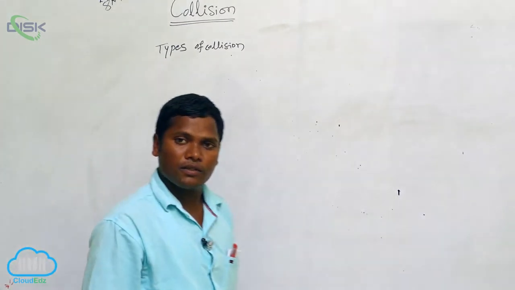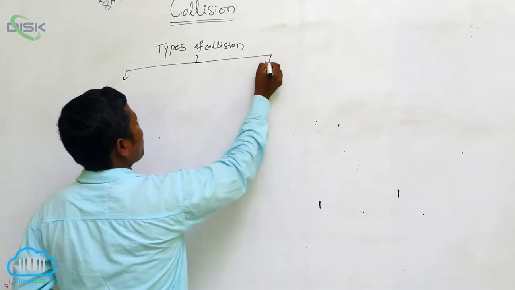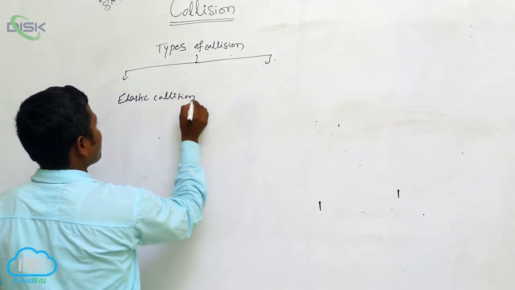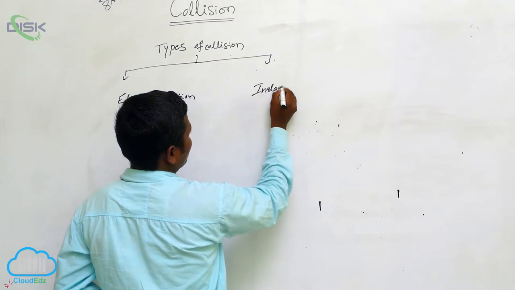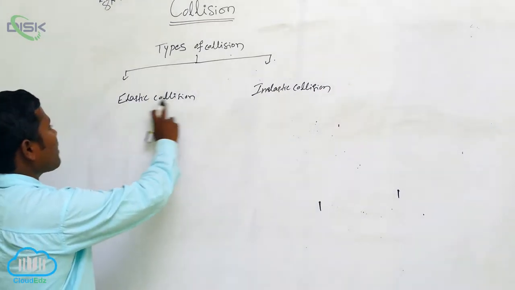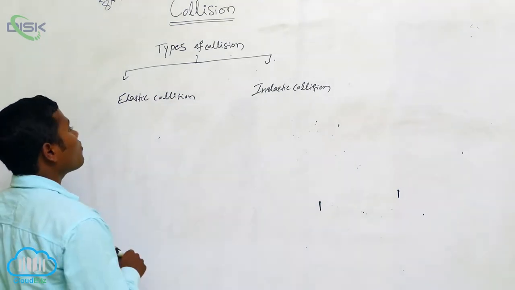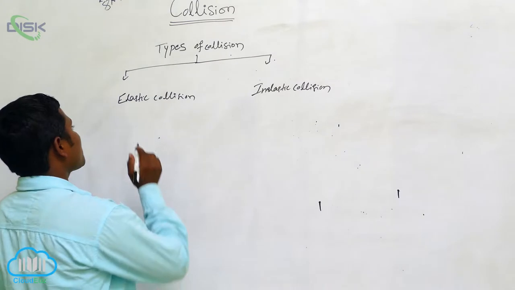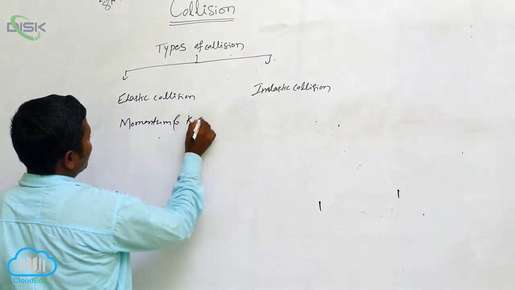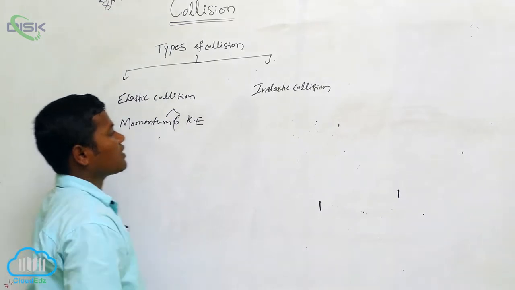Collisions are of two types in general. The first one is types of collision, under which there are two types: elastic collision and inelastic collision. When can we say elastic collision, and when inelastic? In an elastic collision, the law of momentum and the law of kinetic energy both hold. When both are followed, we say that is an elastic collision.